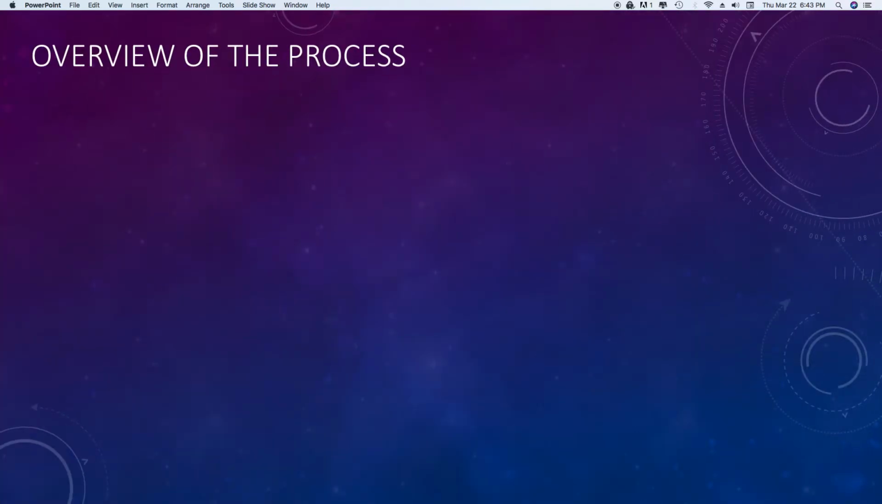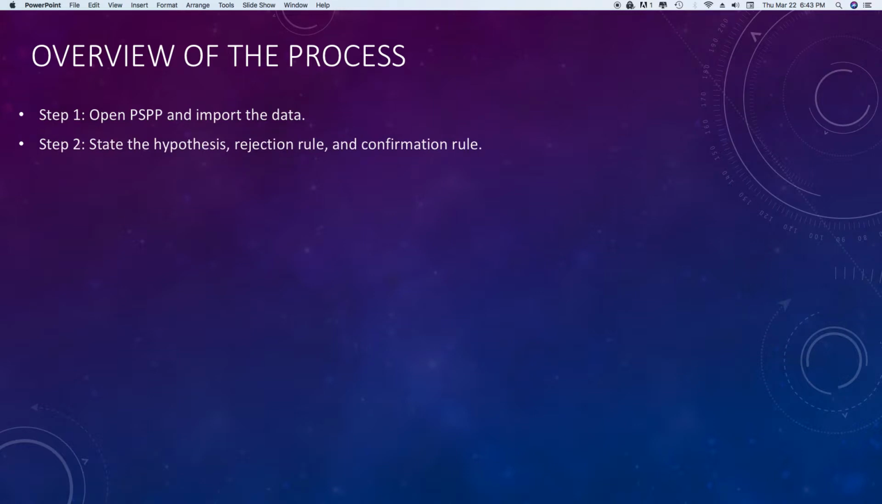An overview of the process. Step 1, as always, we're going to open PSPP and import the data. Step 2, as usual, we're going to state the hypothesis, state the rejection rule, and new for this type of analysis, we're going to go over a confirmation rule.